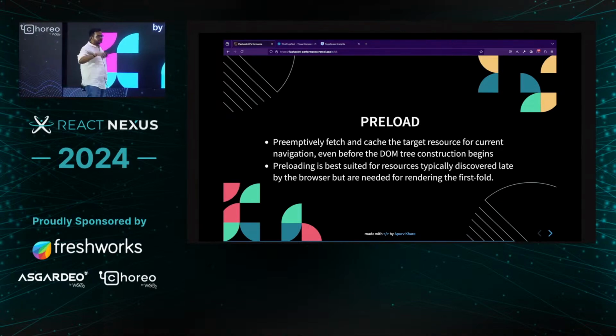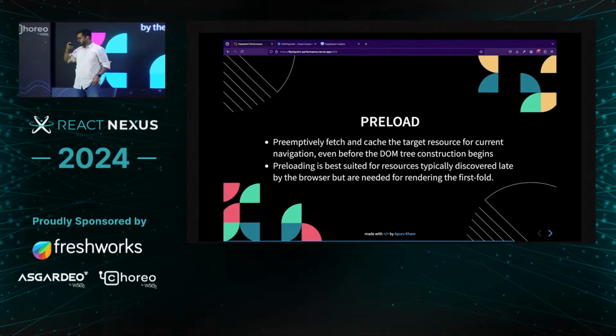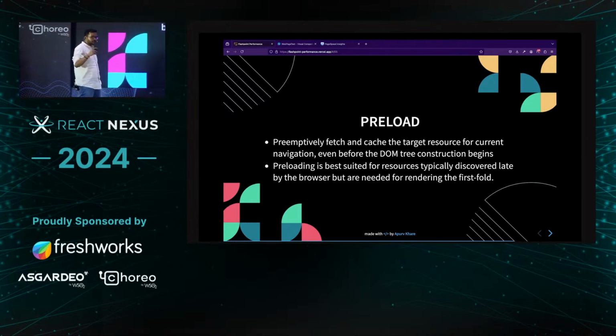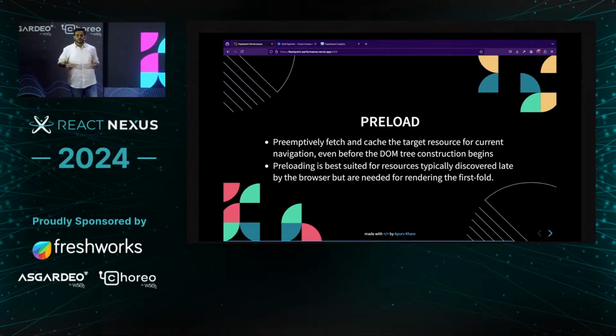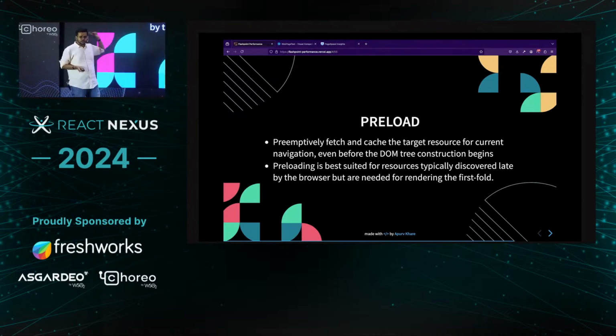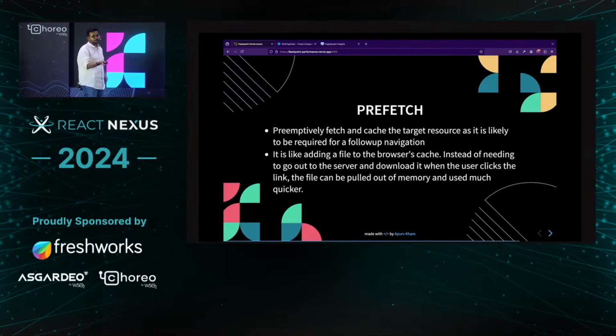Okay, so whatever is above the fold content, be it images, CSS, whatever it is, you should get it as soon as possible. So you can preload that even before the critical rendering path begins. And you can do that using this preload relationship in the link tag. Next one is prefetch.